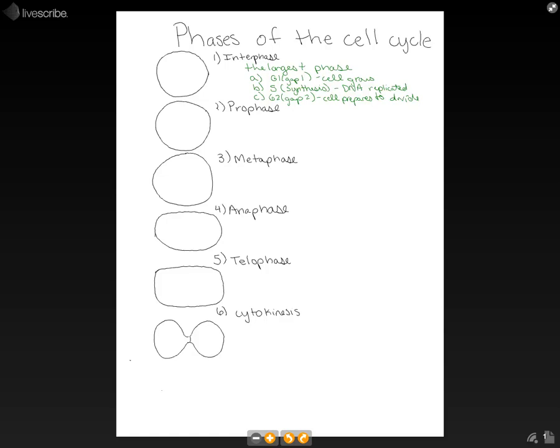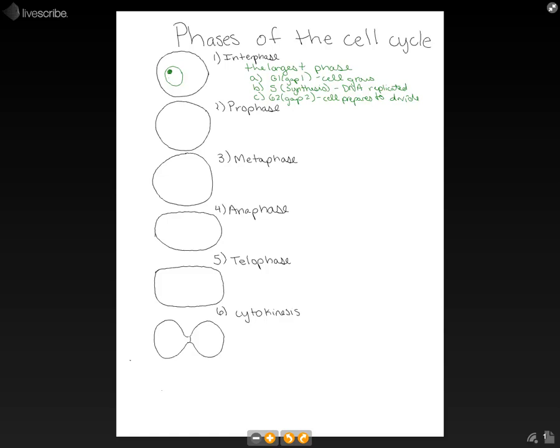So interphase is just going to look like our normal cell. We're just going to draw our nucleus in all of these because the organelles don't really play a role. So in our nucleus we have our DNA just kind of loose in our nucleolus.